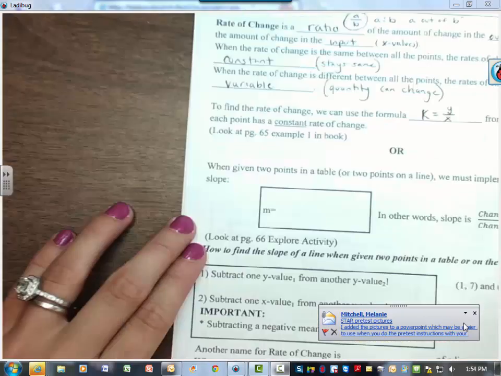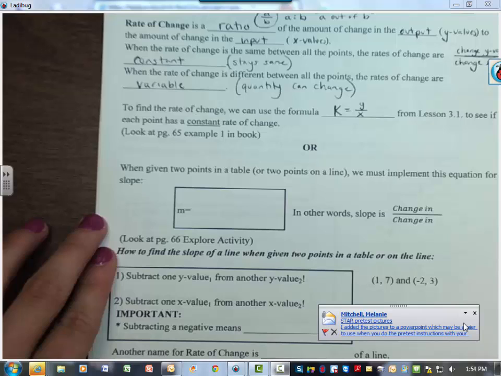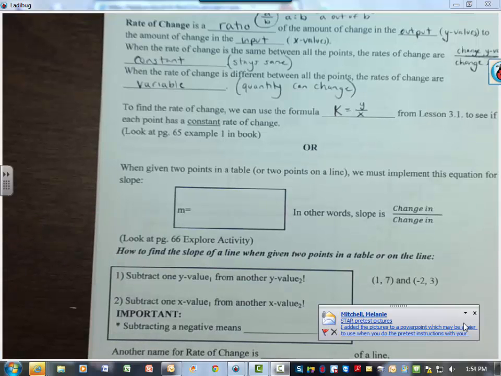Now another way that you're going to have to be able to identify, again from our TEK that describes that we have to use a graph or a table to determine the rate of change, is we're going to be given the table or an actual line on a graph that we have to use to figure out what that rate of change or slope is.